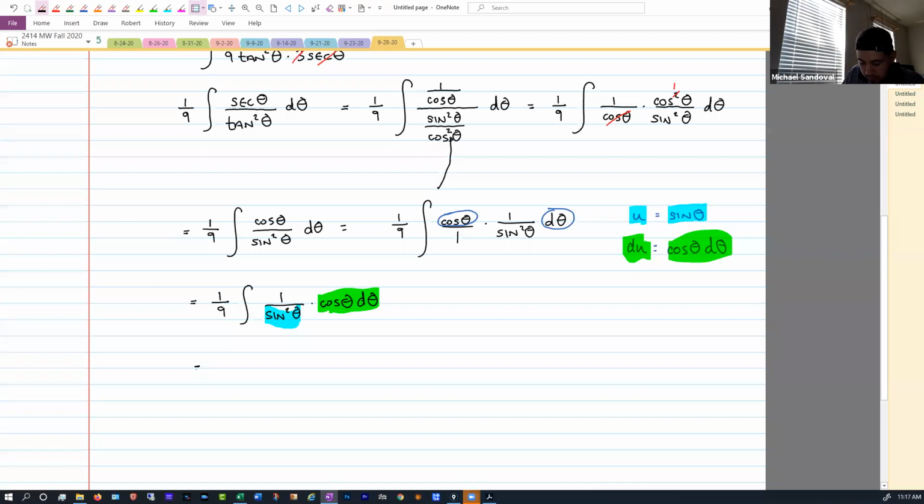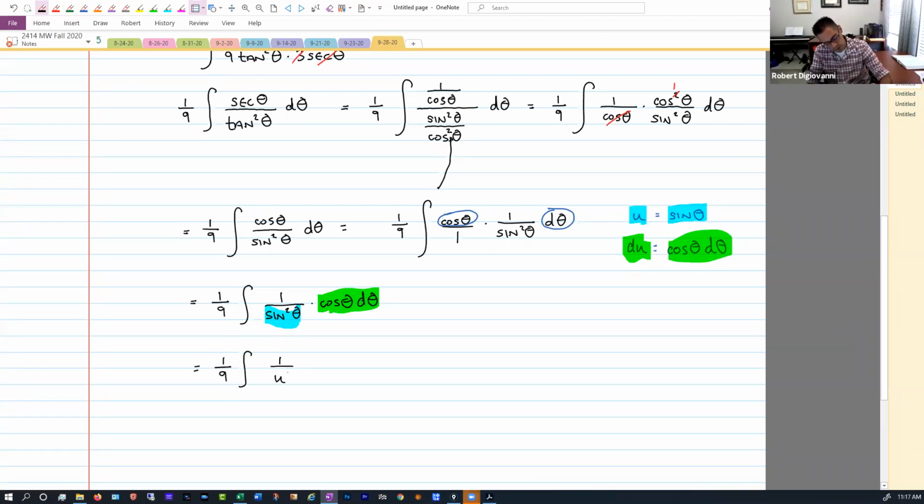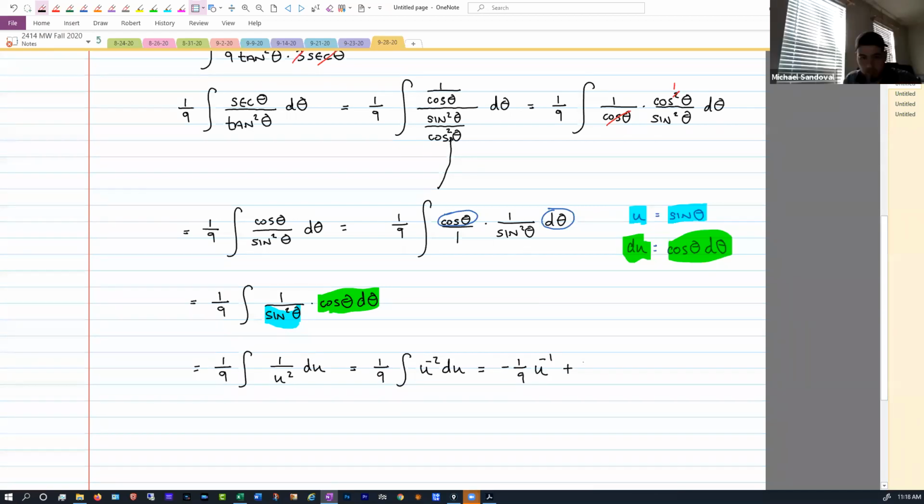So this will just become 1/9 integral 1 over u squared du. And be careful, the antiderivative of that is not natural log, because that's really u to the -2. The antiderivative of that, we're going to get -1/9 u to the -1 plus some constant. So all I did there was the power rule, on u to the -2.